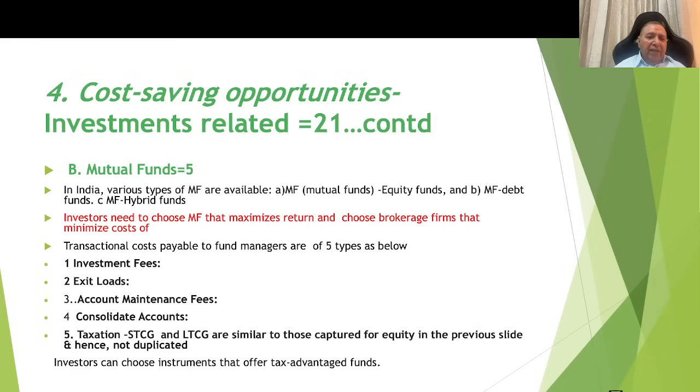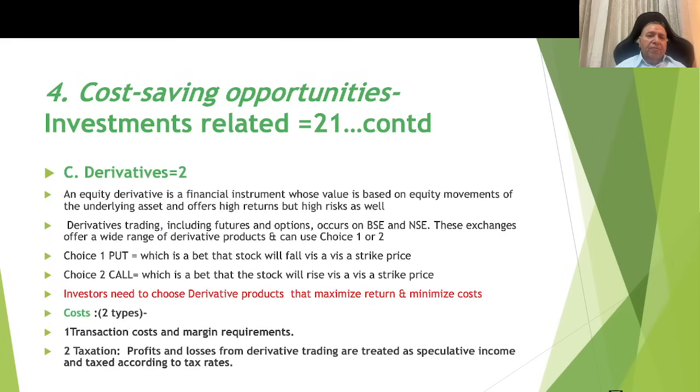Mutual funds. There are 5 opportunities existing, and investors need to choose these MFs that maximize returns, and choose brokerage firms that minimize the cost. Of course, the MFs can be of different types. These are mutual funds, equity funds, debt funds, and hybrid funds. Now, the costs related are: number one, investment fees, exit loads, account maintenance fees, consolidated accounts, and the taxation, which is similar to the one which was captured in the previous slide. And investors can choose instruments that offer tax advantage funds.